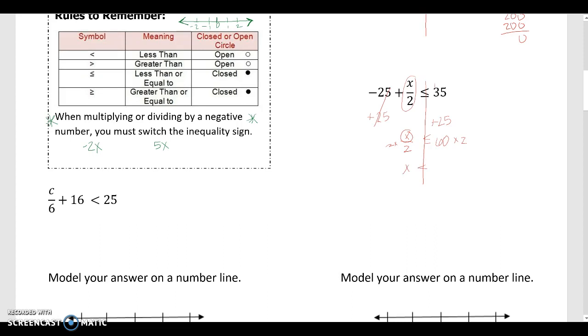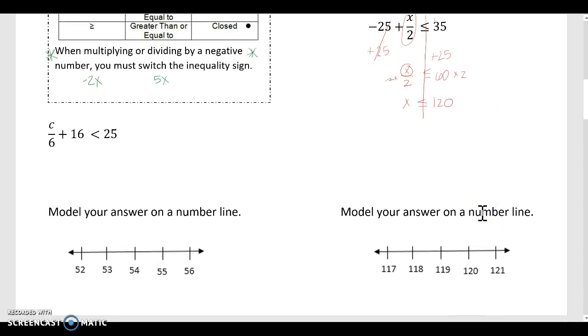So x is less than or equal to 120. Here we divided by a positive number, so we're going to go ahead and keep our sign the way it was. All right, so we need to model it on the number line. Is this going to be an open or a closed circle? So since it says equal to, it's going to be a closed circle. And since it says less than, think about our number line, okay? So we're going to point it to the left.